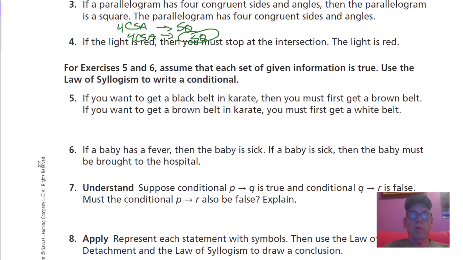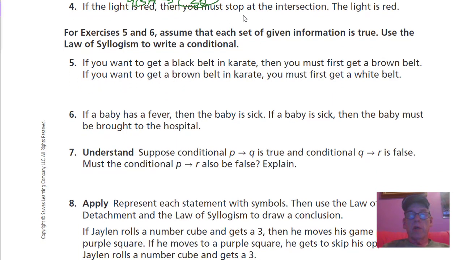Let's look at number 4. If the light is red, then you have to stop. So if the light's red, you have to stop. The light's red. Now this is a true statement. If it's red, you have to stop. Now the light's red. What does that mean? It means you have to stop. So that's the law of detachment.